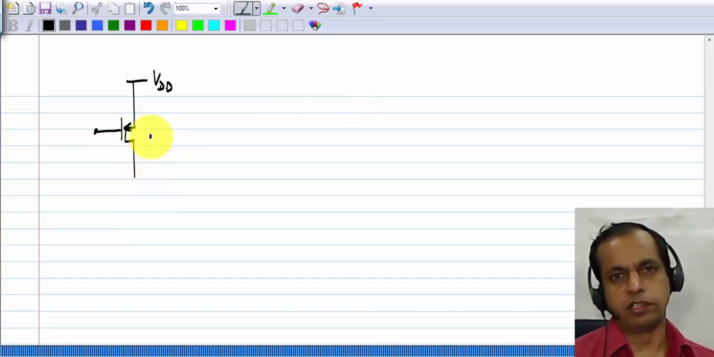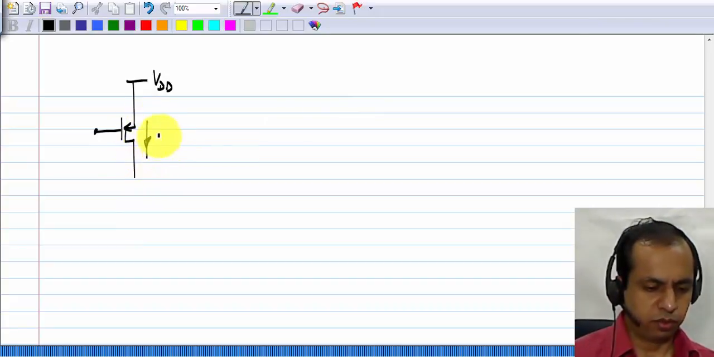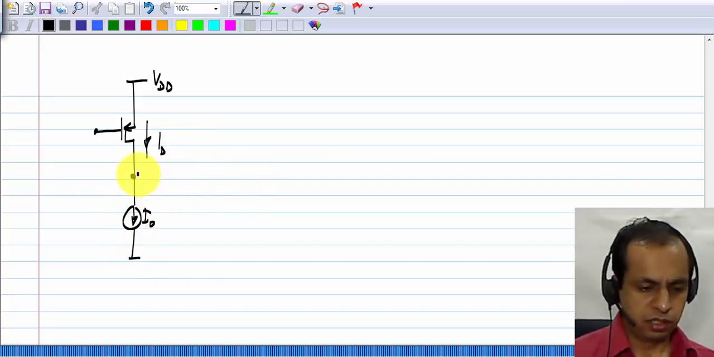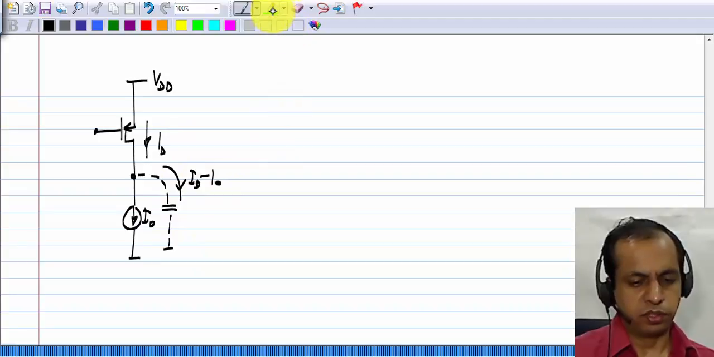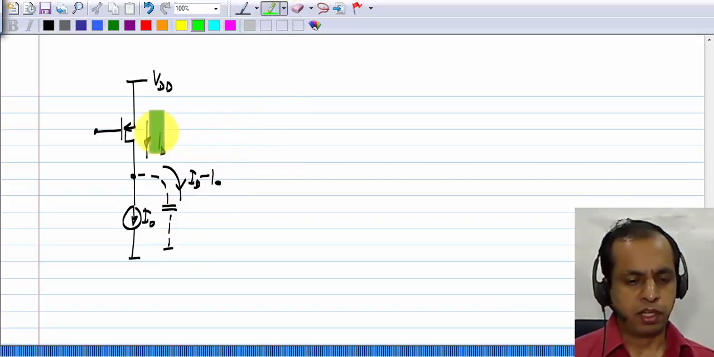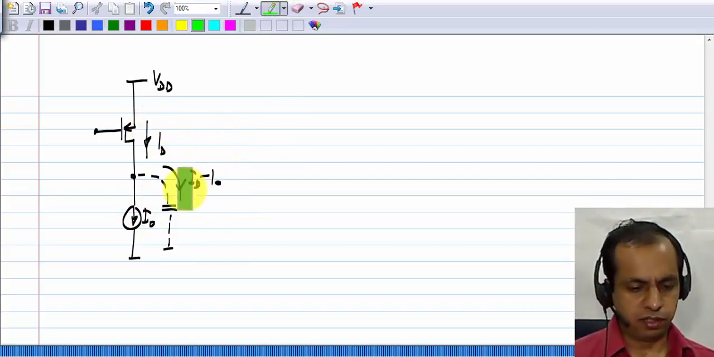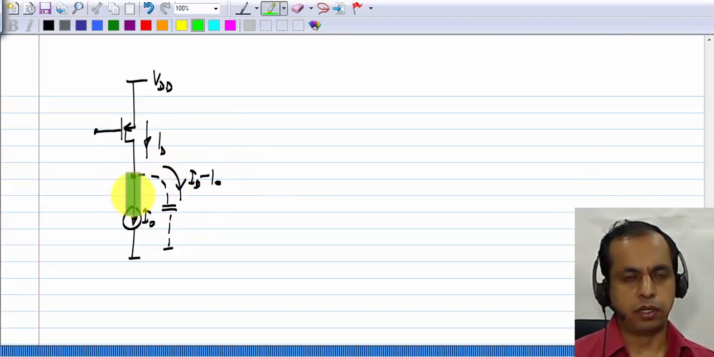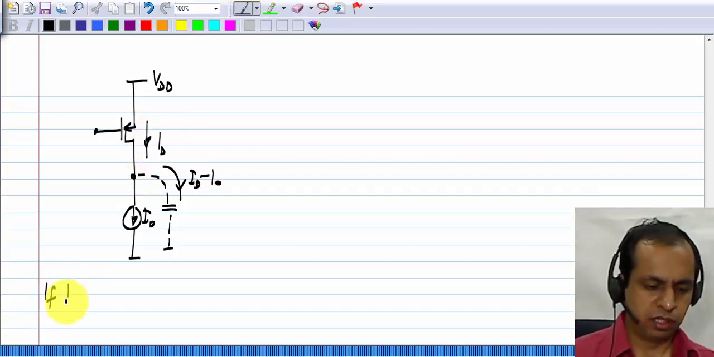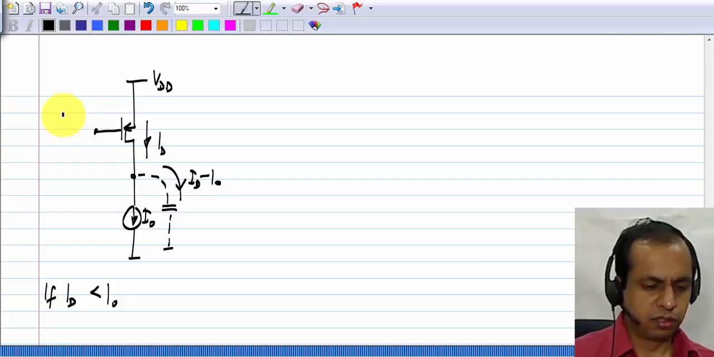And we have to sense the difference at the drain node. This is ID and this is I0. So now the difference ID minus I0 flows into this parasitic capacitor. If the drain current is smaller than desired, then this current will be pulled out and the drain voltage tends to fall down.